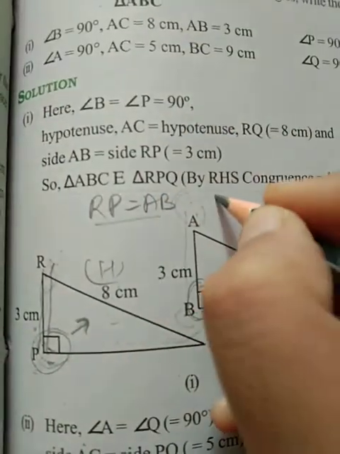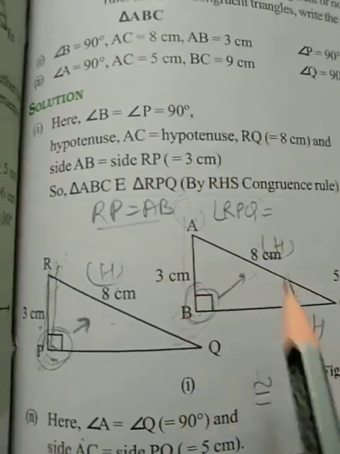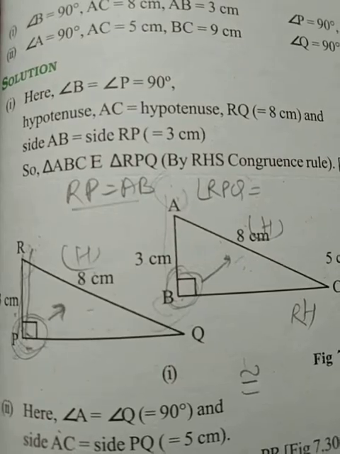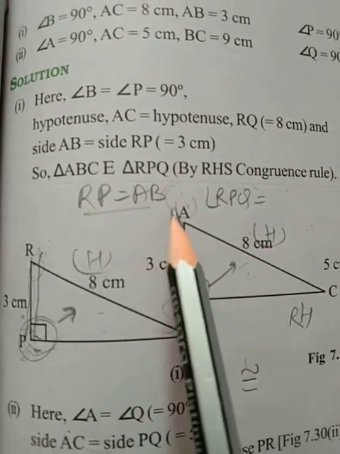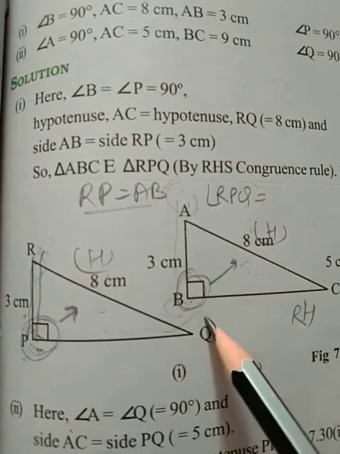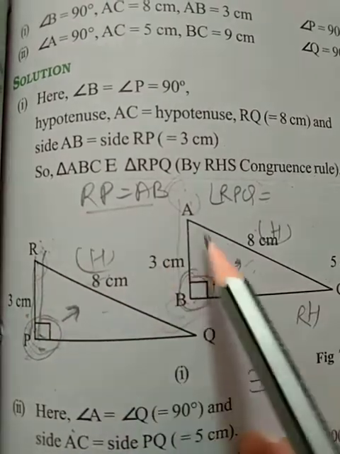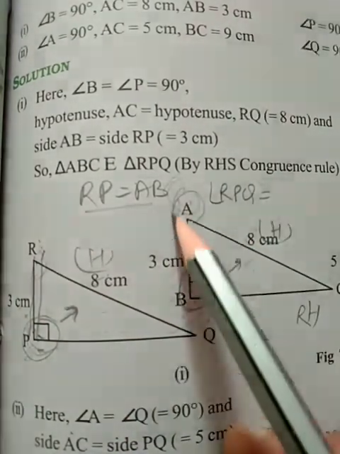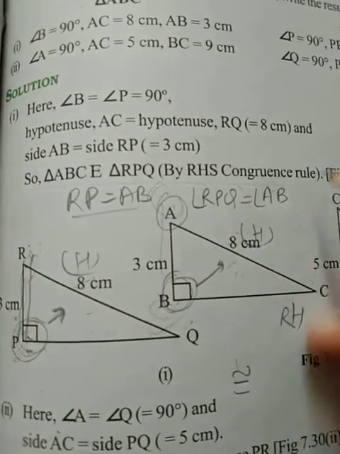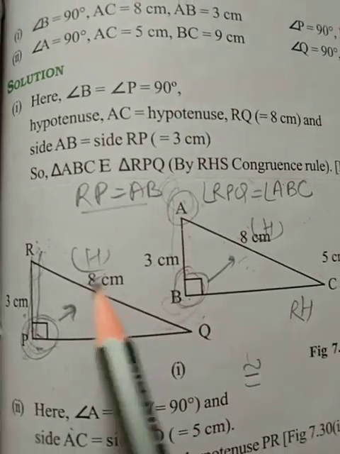Angle RPQ equals... now here you cannot write CBA. Yes, it is 90 degrees, but you have to write very carefully. Here we have written RPQ, so here also you will start from A, because R starts from the middle of 3 and 8. So angle ABC, these two are equal.